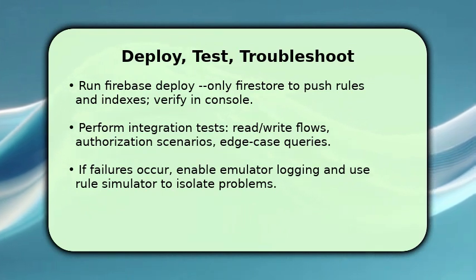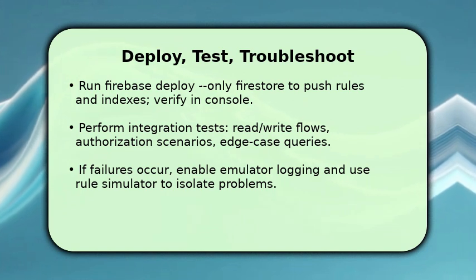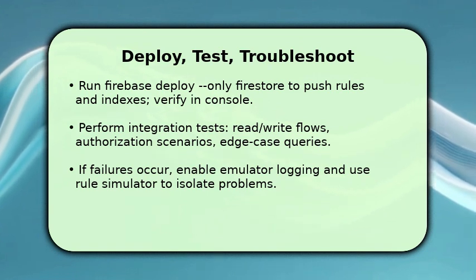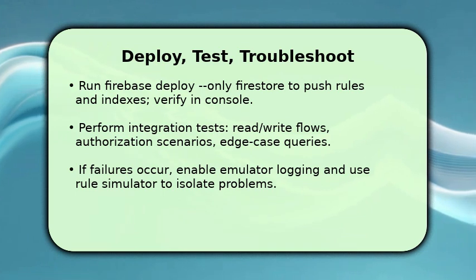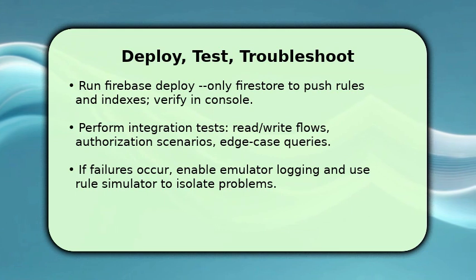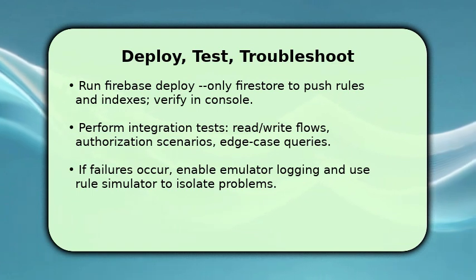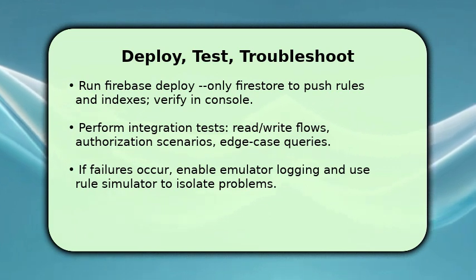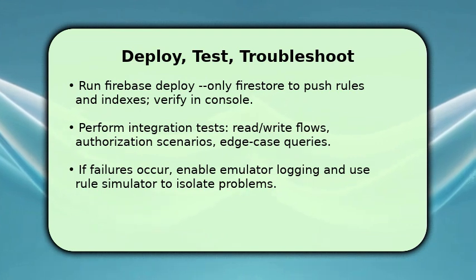Deploy Firestore rules and indexes with firebase deploy --only firestore, then run integration tests across your app to confirm reads, writes, and auth flows behave as expected. Make sure to monitor the Firebase console for index errors and slow queries, and adjust models or add composite indexes as needed. If something fails, enable emulator logging and use the rules simulator to reproduce the issue. That single tip lets you isolate permission or logic errors quickly without impacting production.